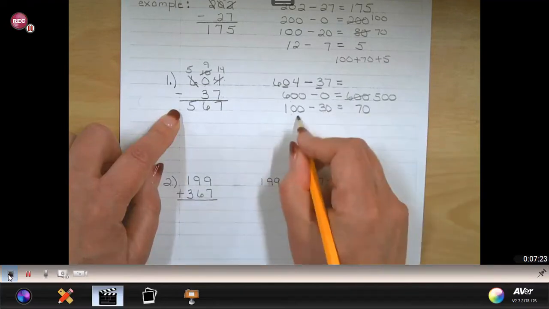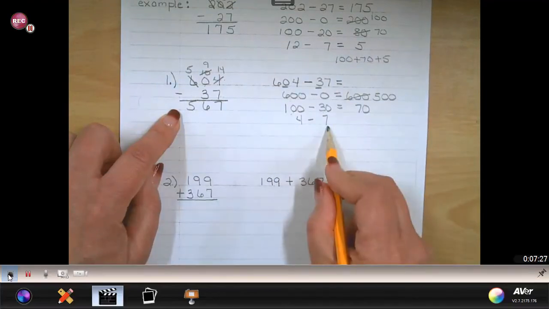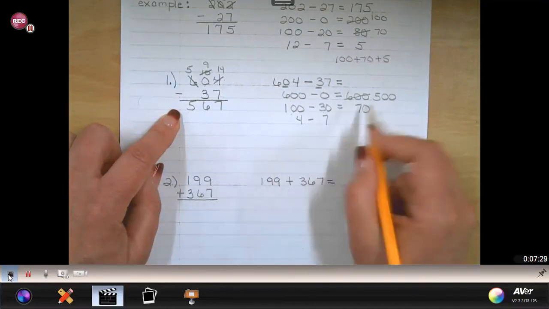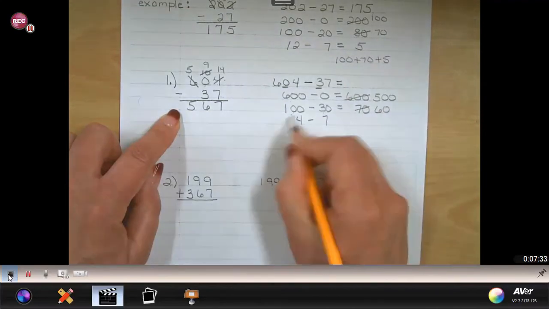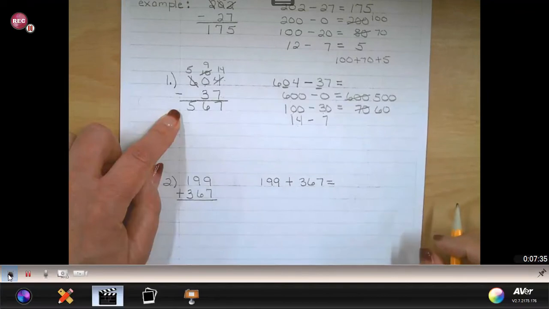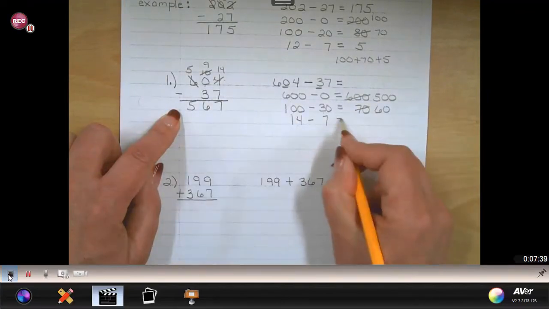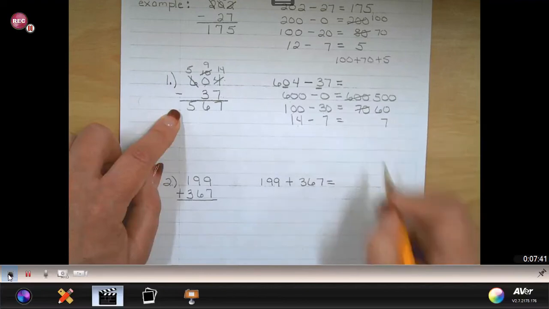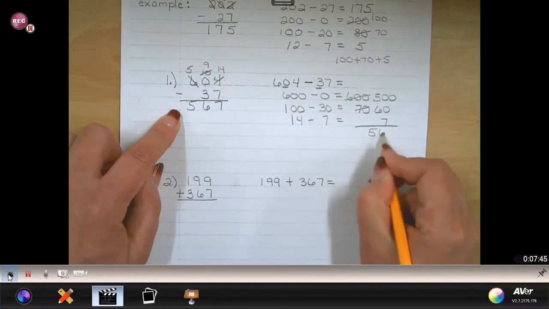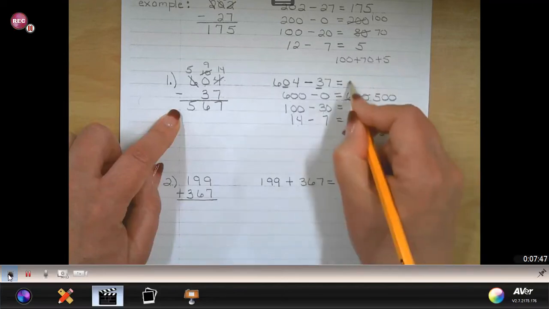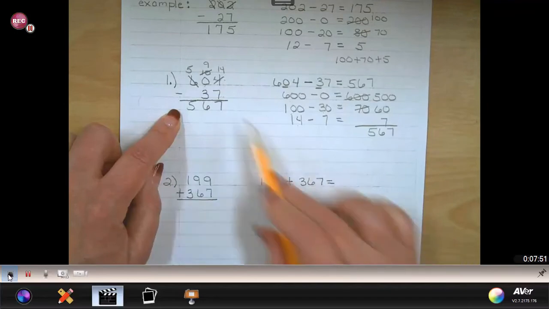We go to the ones place. We know we can't subtract because you can't subtract 7 from only 4. We're borrowing a 10, which leaves us with 60. We regroup that 10 as 14, just like we did here, and we subtract 14 minus 7 is 7. Now we put that all back together, and we have 567, and we double check, is that what we got with our algorithm? Yes, it is.